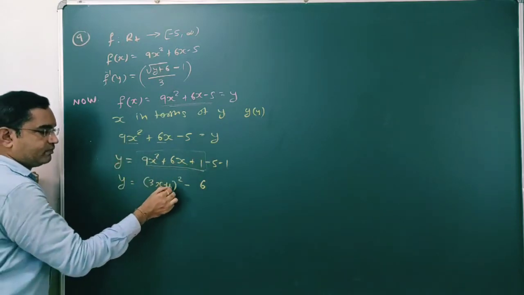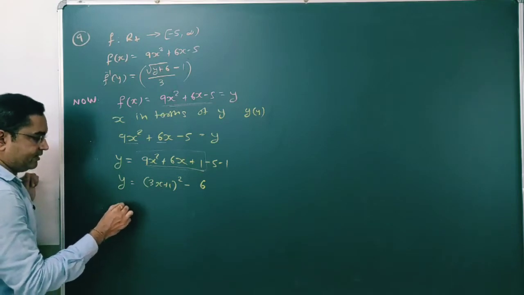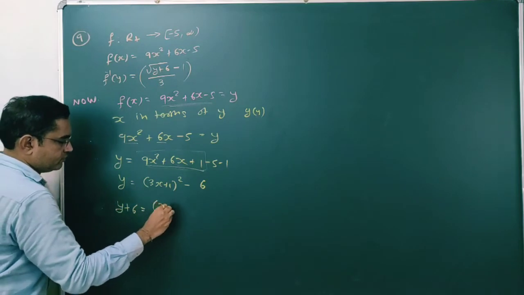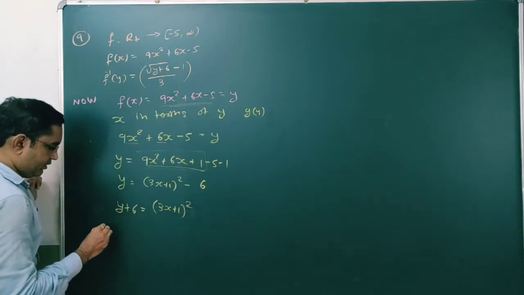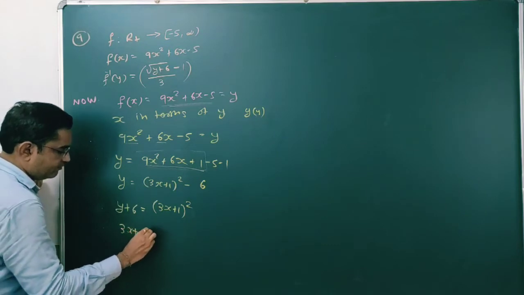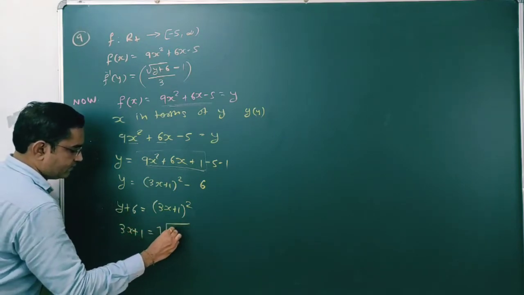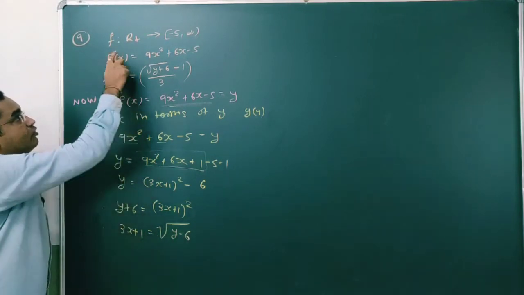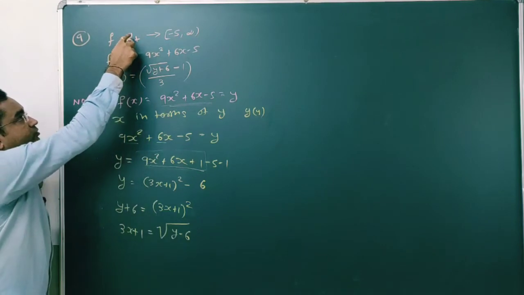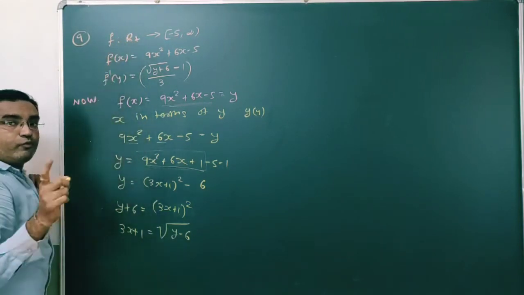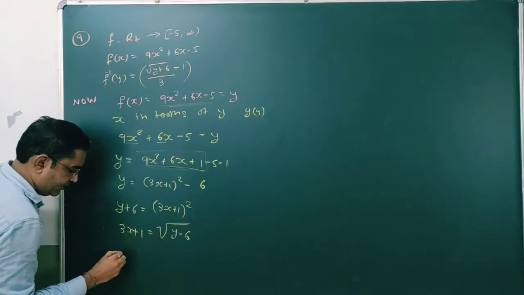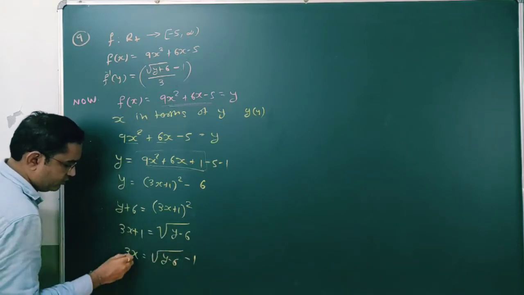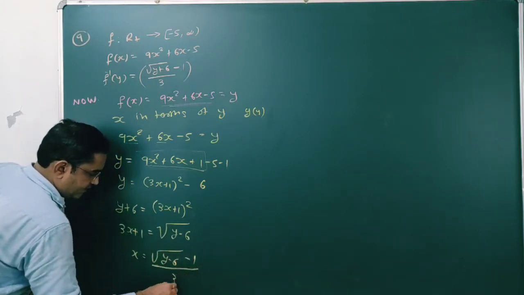So now this is 3x plus 1 whole square equal to, and x will come easily in the form. Taking this minus 6 to the left hand side, it's y plus 6 equal to 3x plus 1 whole square. Now we can take square root on both sides, so 3x plus 1 equal to, you will say plus and minus square root of y minus 6, but we will not consider the minus sign, because x belongs to the domain of the function, and the domain of the function is the set of all positive real numbers, so the negative sign will not come. And therefore 3x equal to square root of y minus 6 minus 1, and this 3 will go to the division, so whole divided by 3. Done.